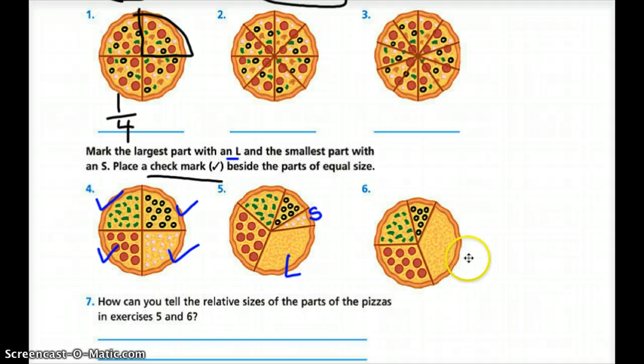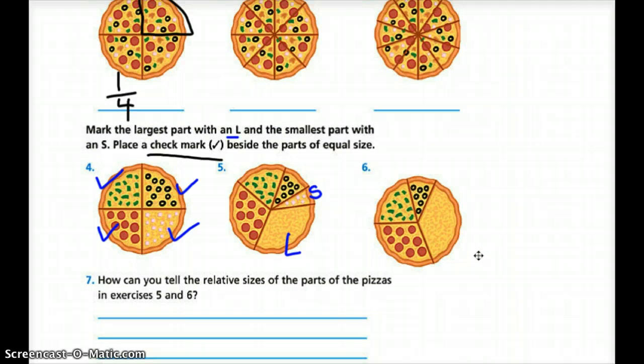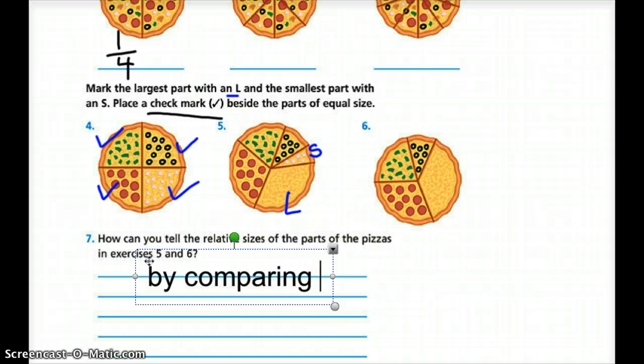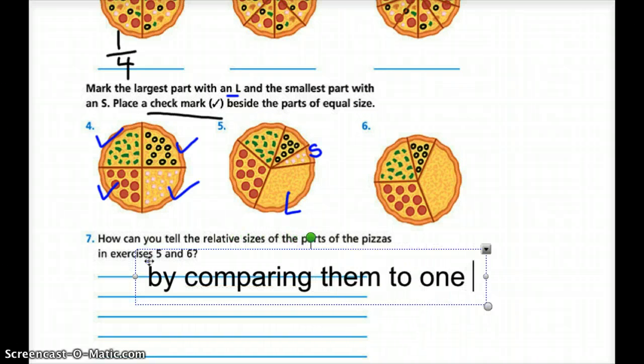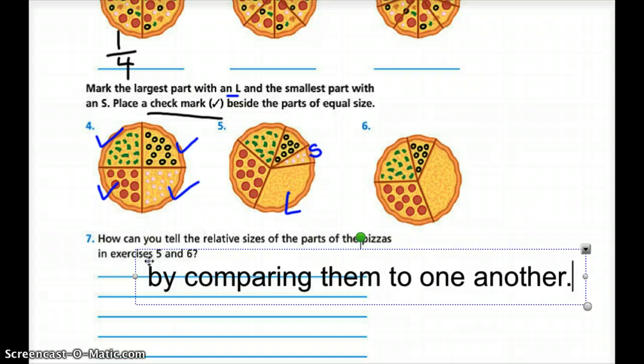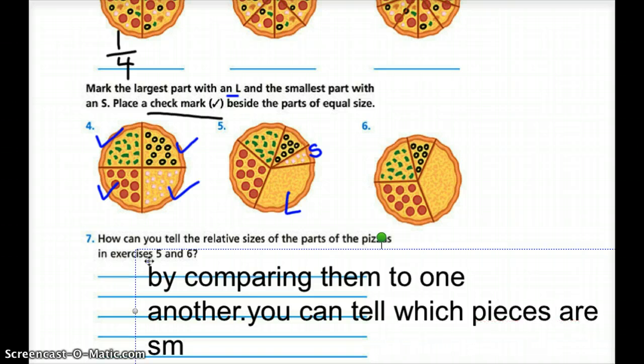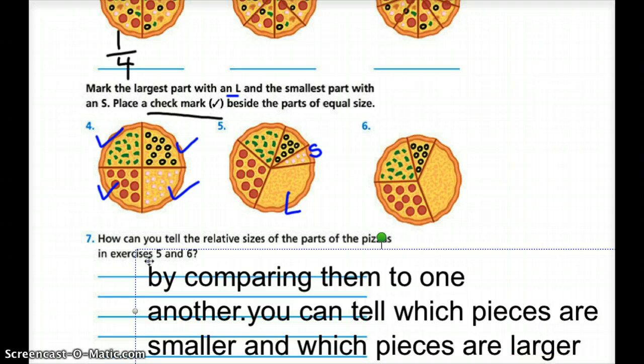All right, so how can you tell the relative sizes of the parts of the pizzas in exercise 5 and 6? Well, you can tell by comparing them to one another. You can tell which pieces are smaller and which pieces are larger.